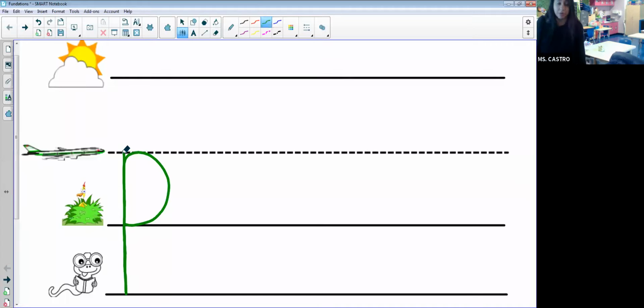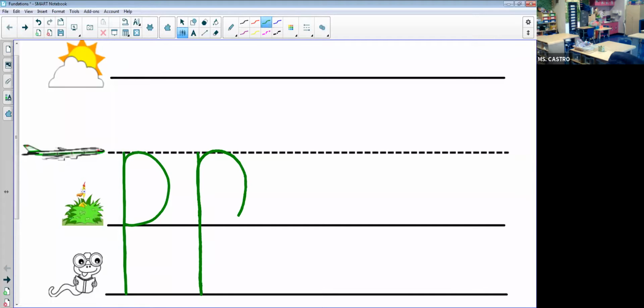And if you want to skywrite with me, stick out your arm. Make sure your elbow's not bent. Put two fingers out in front of you, and you're going to skywrite and follow along with Ms. Castro, okay? Start on the plane line, go down to the worm line, trace that line right back up to the plane line, make a loop at the plane line, and curve down into the grass line. And that is how you correctly form the lowercase p.